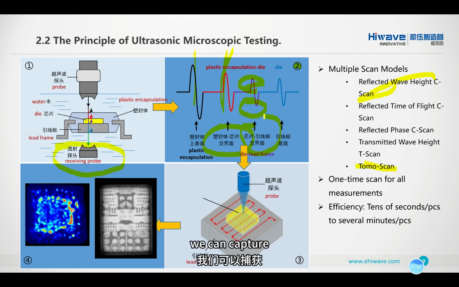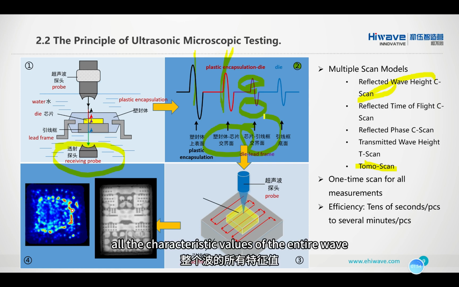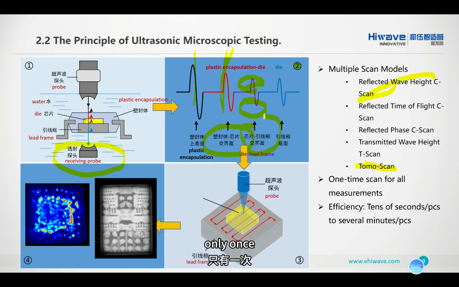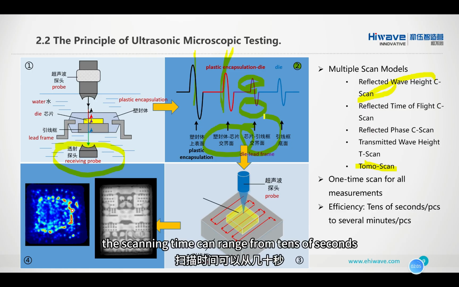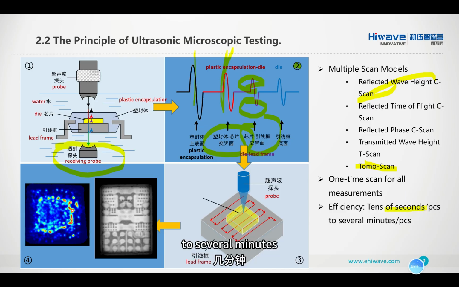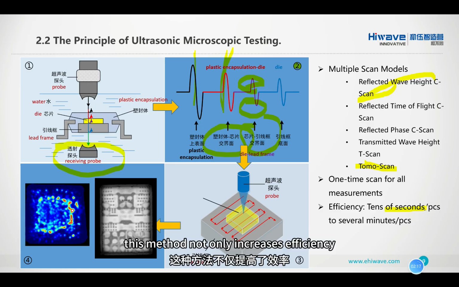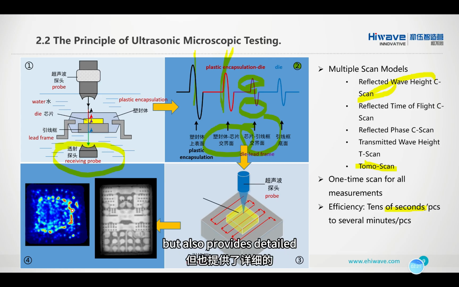Since in one scan, we can capture all the characteristic values of the entire wave only once, it's needed to complete all the scanning tasks. The scanning time can range from tens of seconds to several minutes, depending on the scanning modes and the complexity of the product. This method not only increases efficiency but also provides detailed internal structure information.